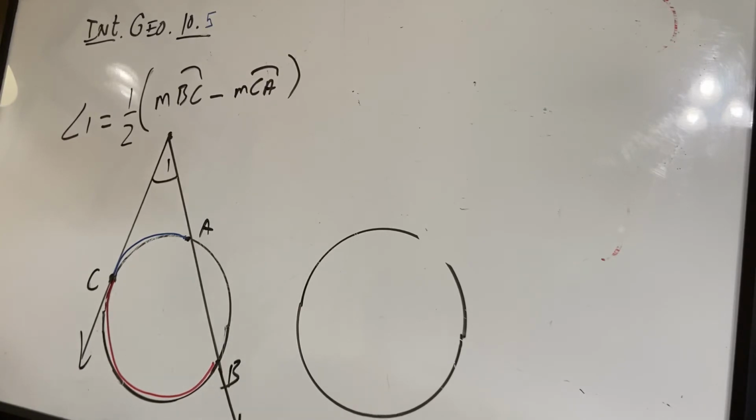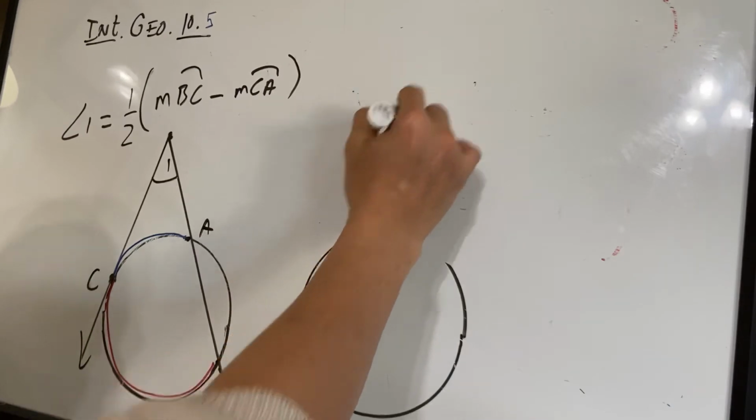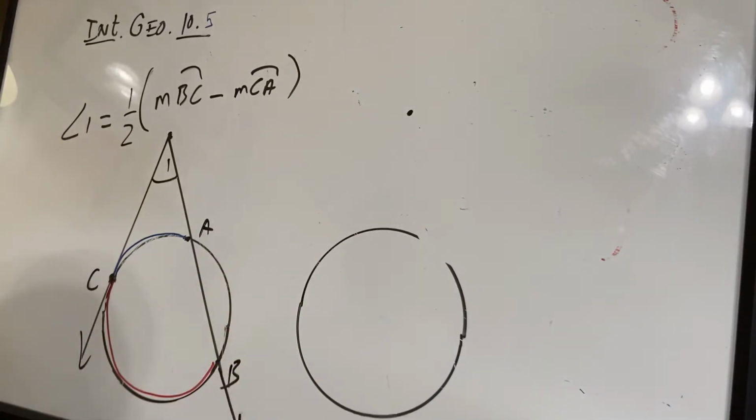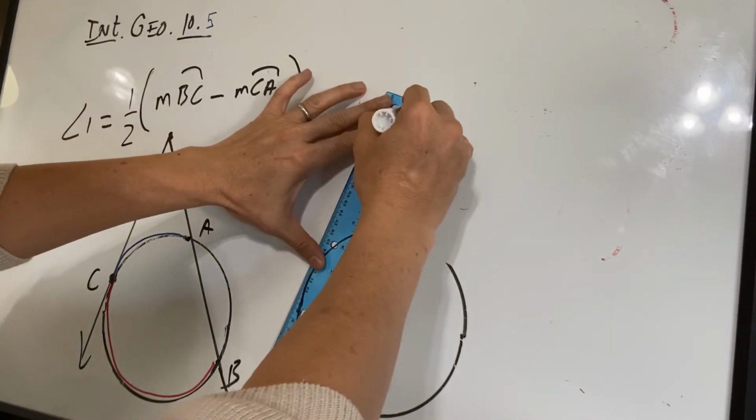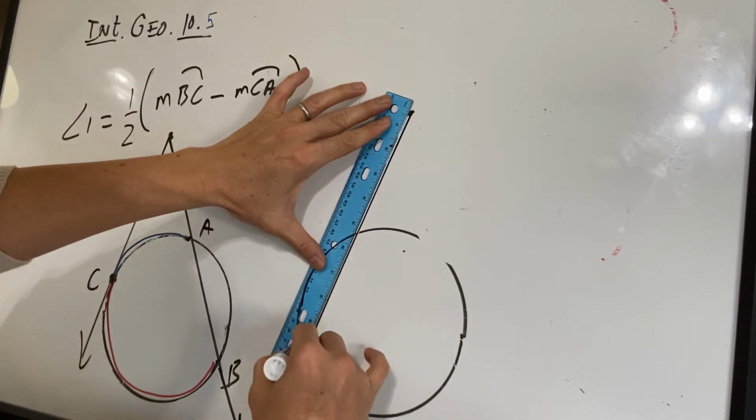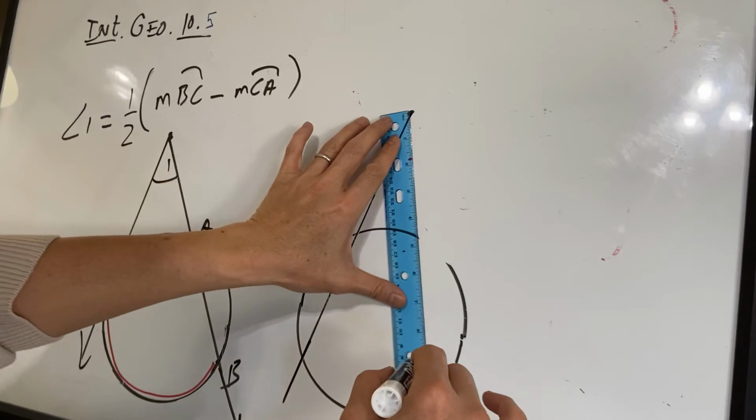Okay. Now you say, but Mr. Dan, what if you have a vertex outside of the circle, and there is no tangent to the circle at all, but just lines cutting like this, Mr. Dan? What would that look like?